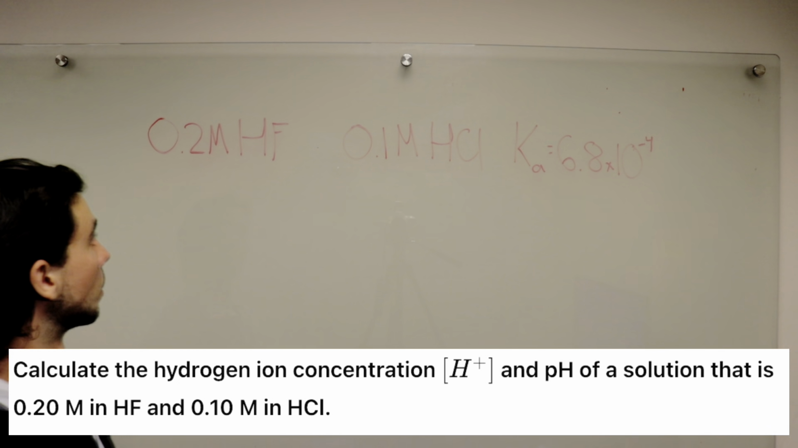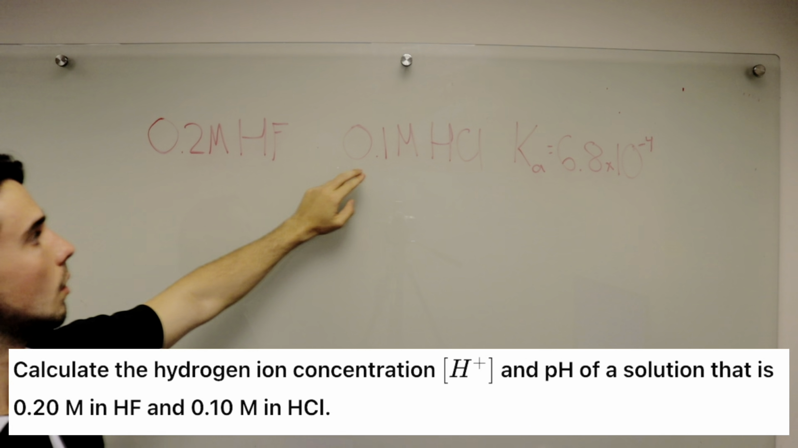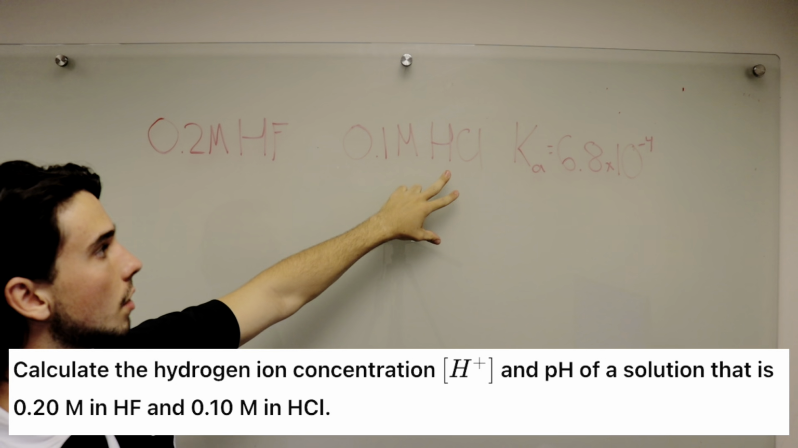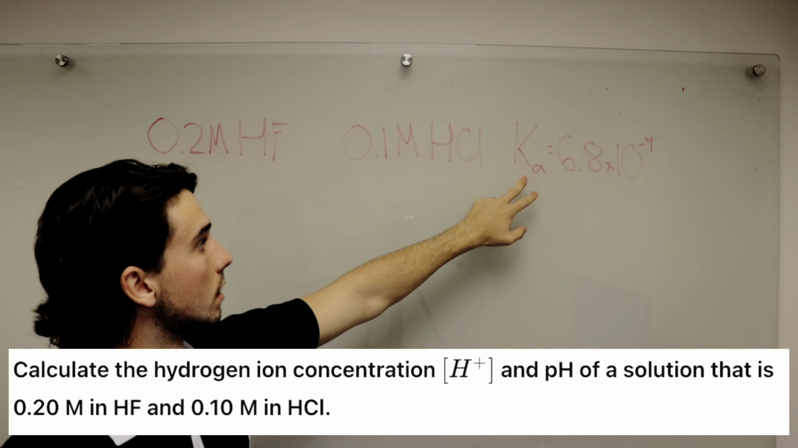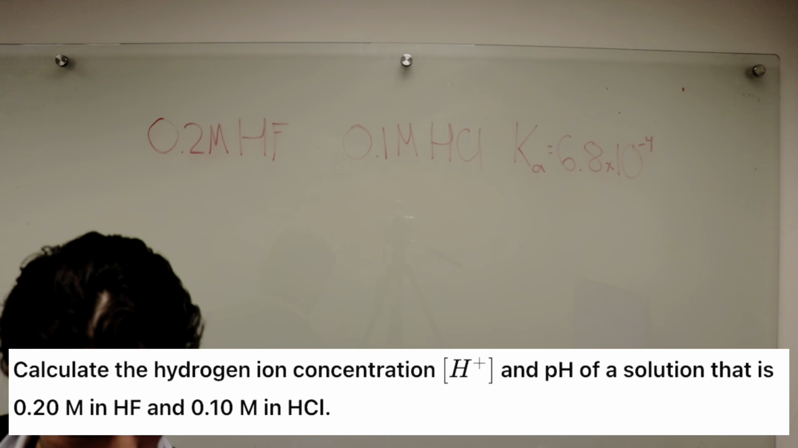In this question we're told to calculate the hydrogen ion concentration and the pH of the solution. We're given hydrogen fluoride at 0.2 molar, 0.1 molar hydrogen chloride, and the Ka for hydrogen fluoride is 6.8 times 10 to the negative fourth.